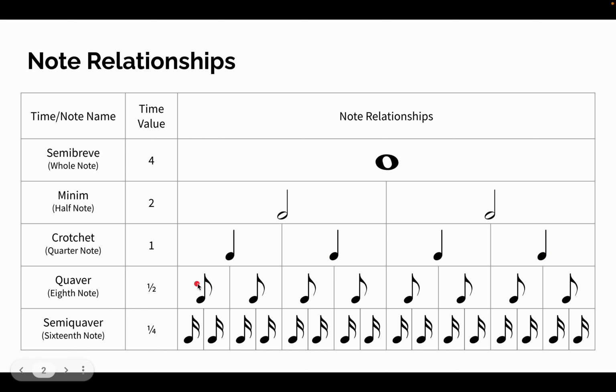Beneath quavers are semiquavers, also known as 16th notes. One of them is worth 1/16 of the semibreve, and they are worth a quarter of a beat. So in 1 beat, there will be 4 of them. Da da da da da da da da da da da da da da da da. Eventually, as you can see, they build up slowly back to the semibreve again.